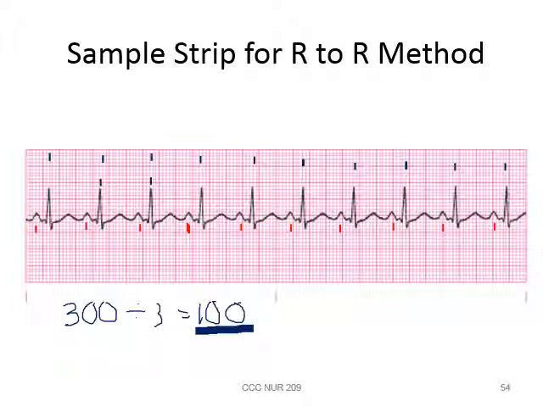And we could do the same thing counting the number of boxes from this complex to this one, dividing that number into 300. You would see there's about 3 large boxes. Let's see if there's one that fell right on it. This is close. You can see this one's right before the beginning of that one. So there's 3 boxes in there, so that gives us a rate of 100. If you have less than a 6-second strip and a regular rhythm, that's an easy way to do it.